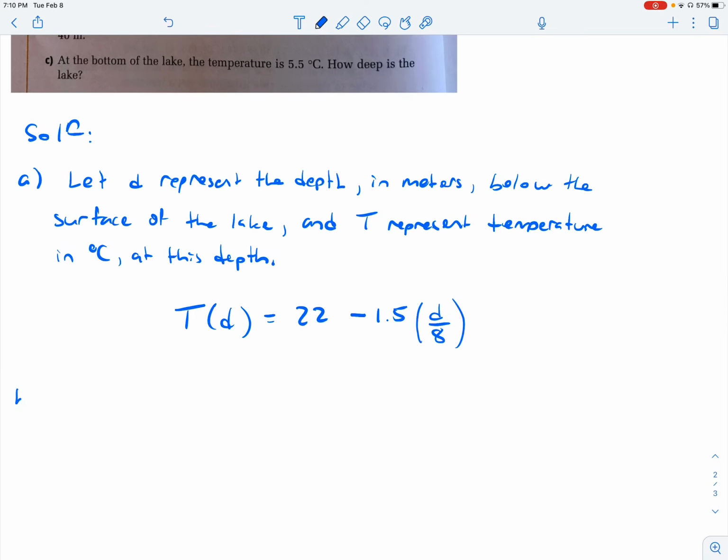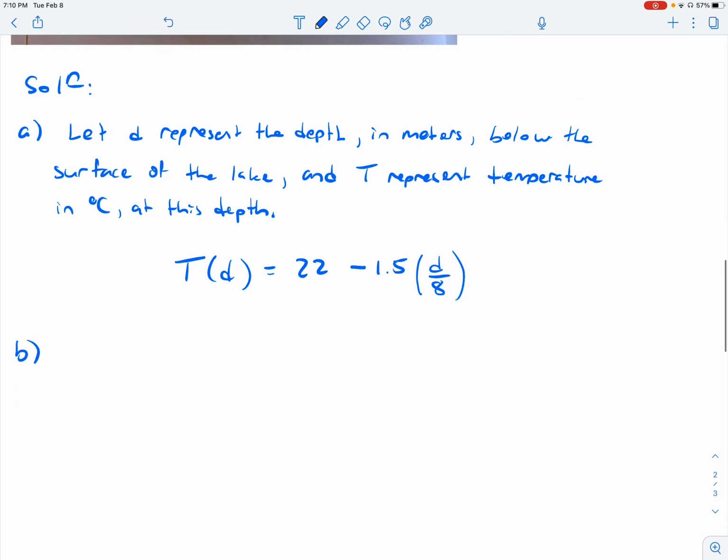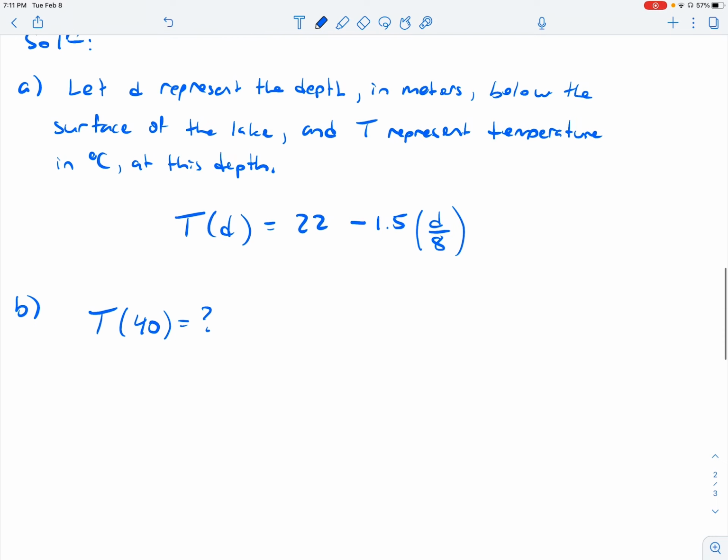Okay, let's look at part B. Use this function to determine the water temperature at a depth of 40 meters. So this question is asking me for the temperature for a depth of 40. So we want T of 40. Well, good thing we know how to do this. This just means we substitute 40 into the equation.